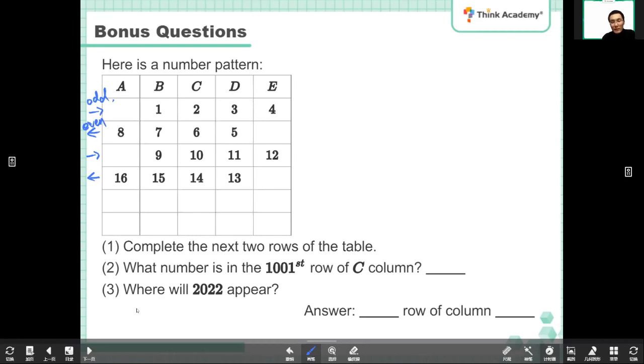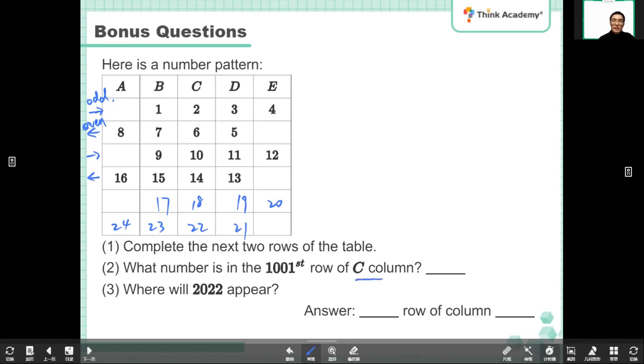So let's keep writing. 1, 2, 3, 4, 5, 6, 7, 8, 9, 10, 11, 12, 13, 14, 15, 16, and then 17. Oh, sorry. For odd number rows, we start with column B. So 17, 18, 19, 20. And then for even number rows, we start with column D. So 21, 22, 23, 24. Right, that's question 1. And then question 2, what number is in the 1001st row of the C column?